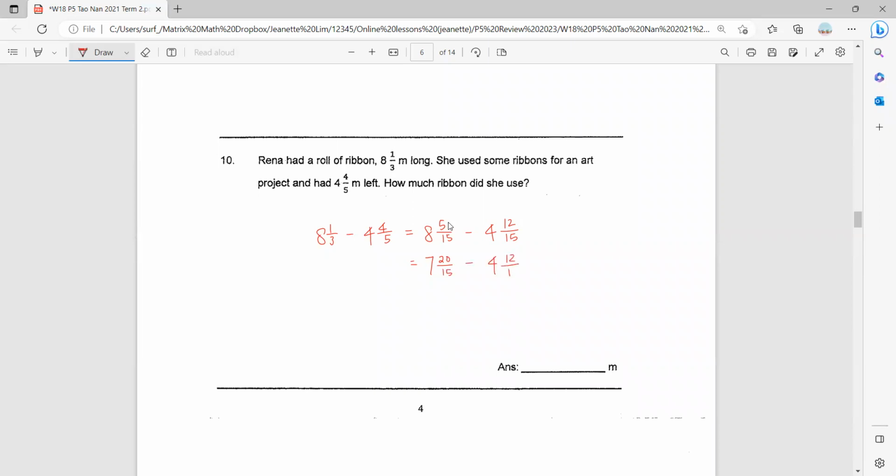So now we can minus wholes. I'm left with 3. 20 over 15 minus 12 over 15 will be 8 over 15. Okay, so that's your answer.